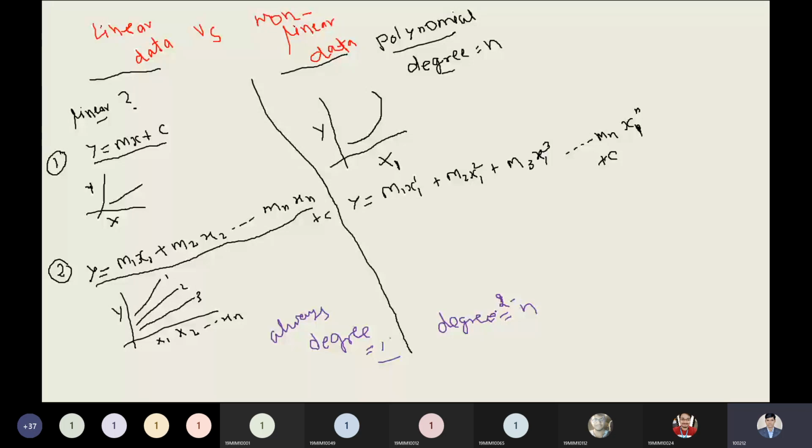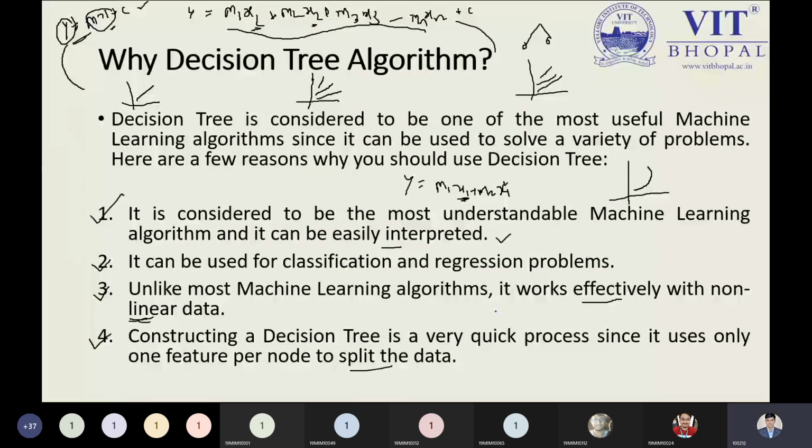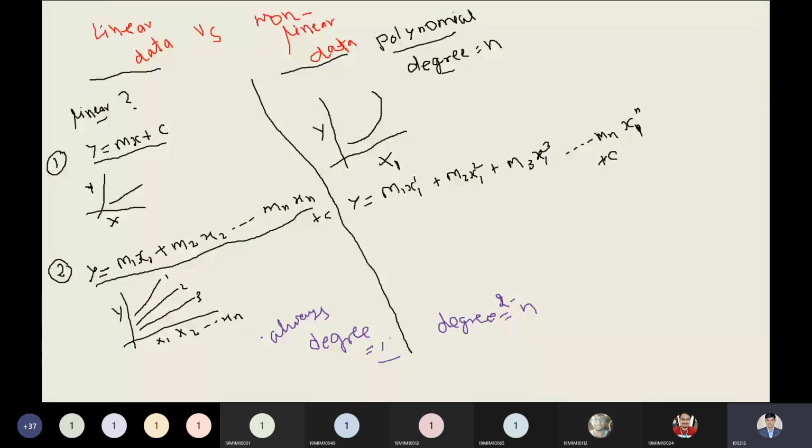After understanding this point, you can now go back and understand why the decision tree algorithm is required. Unlike most machine learning algorithms, it works effectively with non-linear data. But the other kinds of approaches are not as effective. That's why we have seen polynomial regression. If we compare polynomial regression and the decision tree, the decision tree provides the better result, and that's why the decision tree is required. For describing the third point, I need to explain this idea.